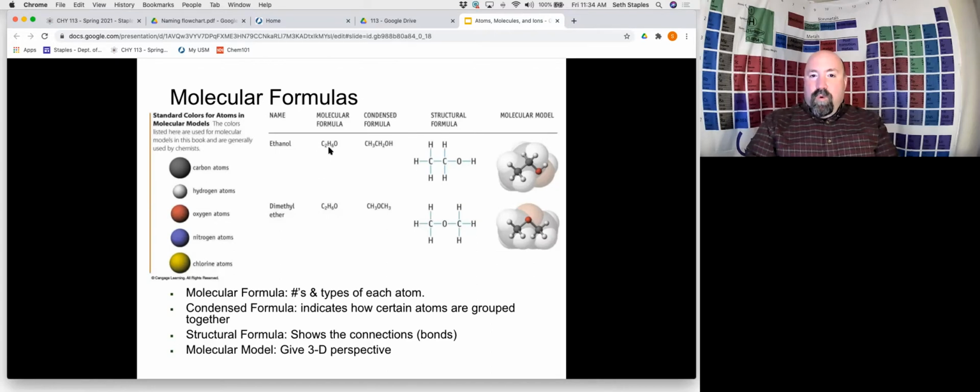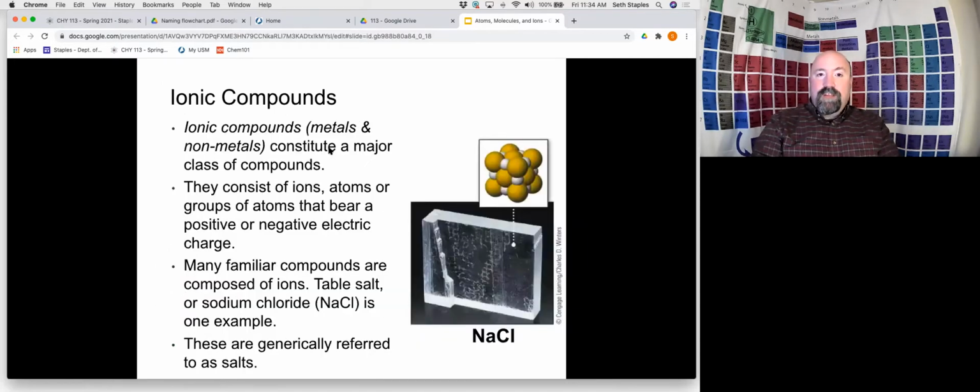But we will certainly be working with molecular formulas quite a bit and looking at what the formulas of individual molecules are. And so we're going to start today by looking at ionic compounds. Ionic compounds, as I mentioned earlier, are typically metals and nonmetals, also polyatomic ions in there, and they are a major class of compounds. They consist of ions.